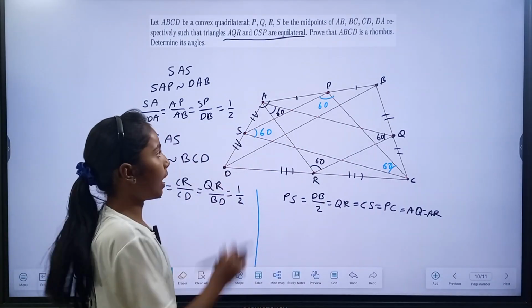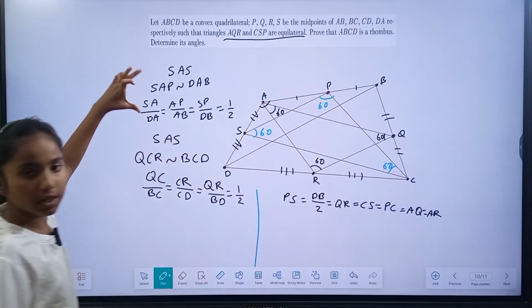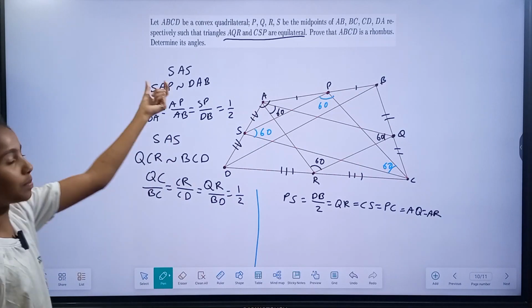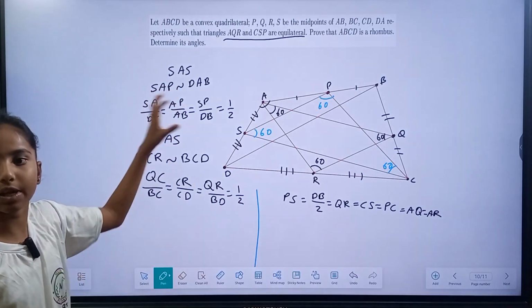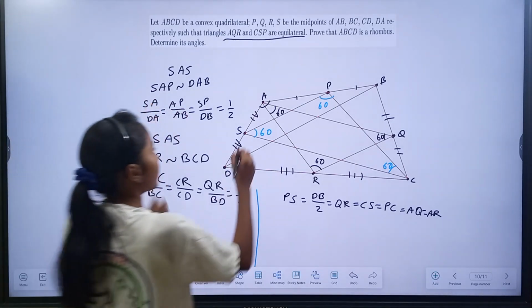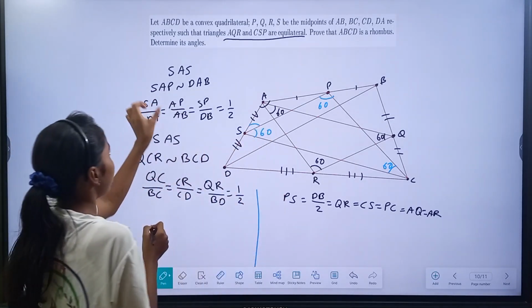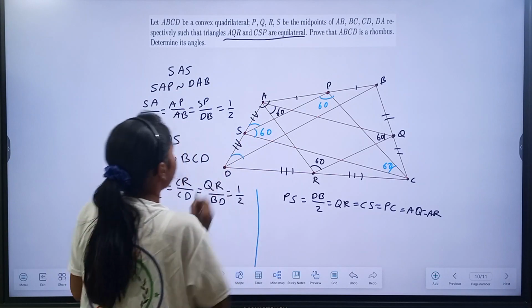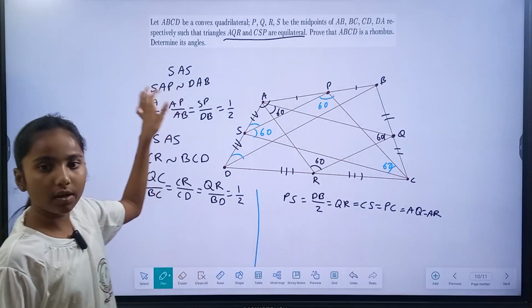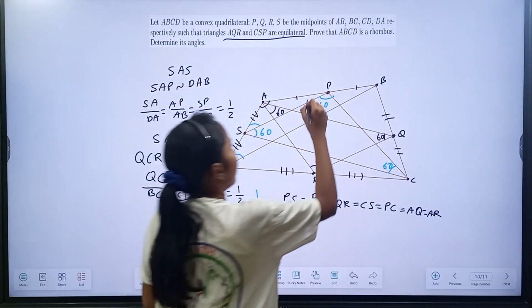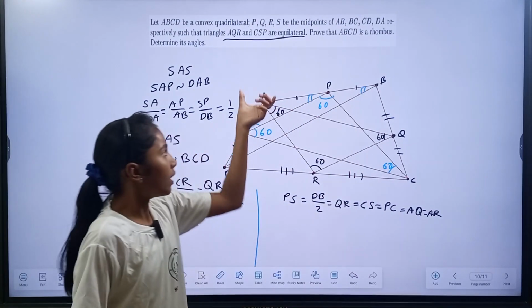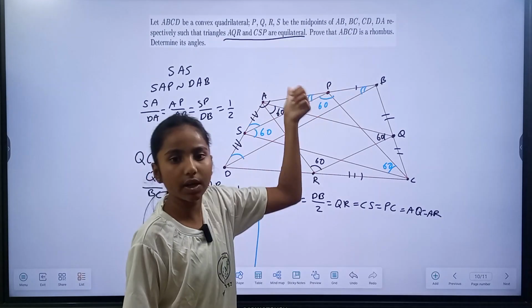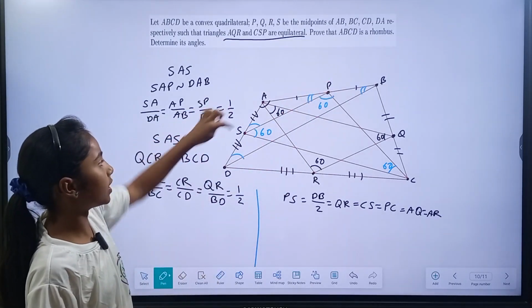Now we'll label all the angles. In these similar triangles, we did not label the angles. So let's label the corresponding angles which are equal. We have angle S of this triangle equal to angle D of this triangle, and we also have angle A as the common angle. Now angle P of this triangle equals angle B of this triangle. So if AB is the transversal line, these angles are equal, and if AD is the transversal line, these two are equal.